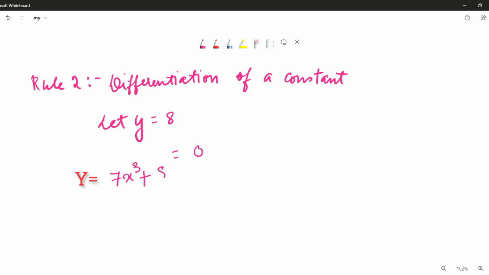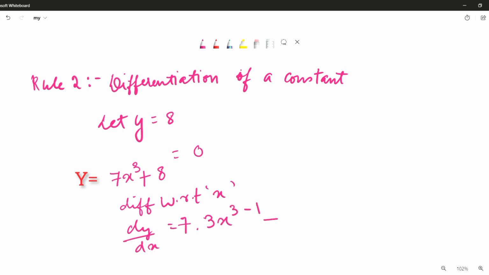Now look at this example. y equals 7x to the power 3 plus 8. Differentiating with respect to x. So dy by dx equals 7 multiplied by power, that is 3, x to the power 3 minus 1, plus 8. Its value will be 0 because it is constant. So differentiation is only possible for 7x to the power 3, that will be 21x square.